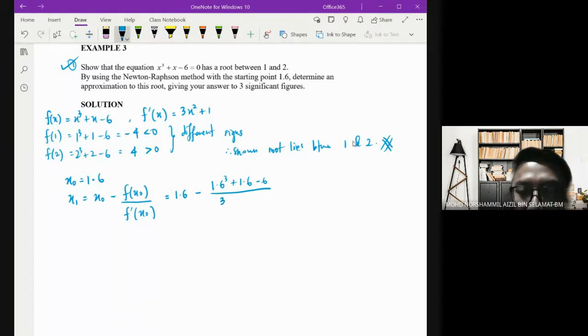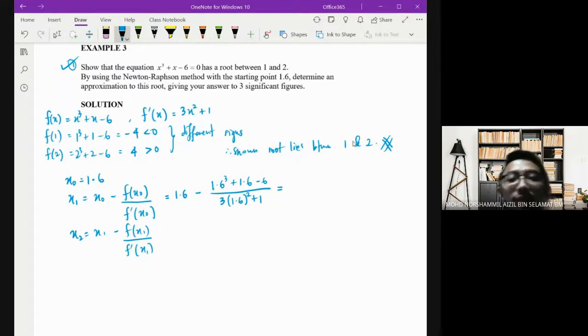So for the bottom, remember the bottom is the differentiation function: 3 times 1.6 square plus 1. Be careful with the calculation. What do you get? Make sure this calculation is correct, because we need to use this value later to get x2. Once again we need to get x2, by using the value of x1. See? If x1 is calculated wrongly, x2 will be wrong too.